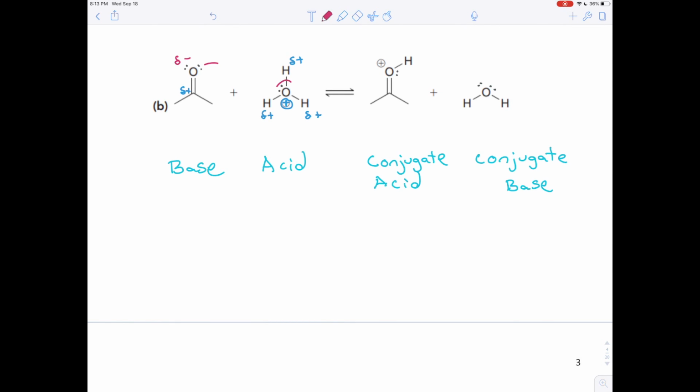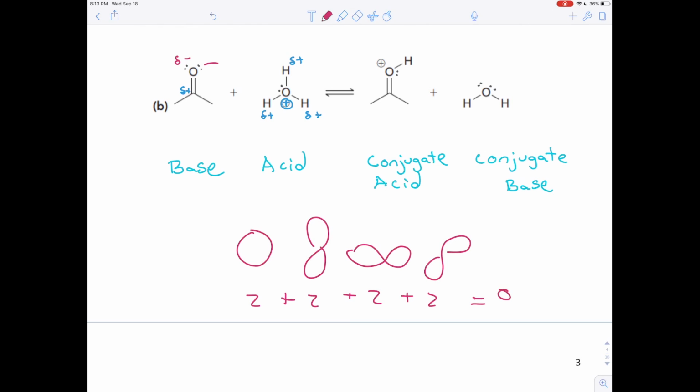But here's the thing, this oxygen already has 8 electrons around it. It can't just form a bond. That would give it 10 electrons, that would break the octet rule. 2 electrons go in the s orbital, 2 electrons go in each of the p orbitals, so that's 2 plus 2 plus 2 plus 2, that's 8. There's no place for more than 8 electrons on that oxygen.